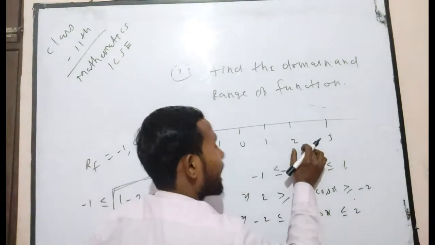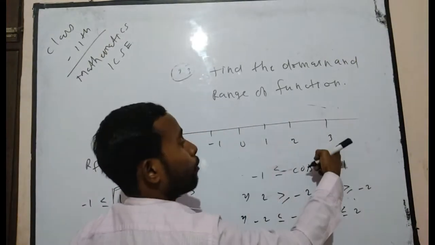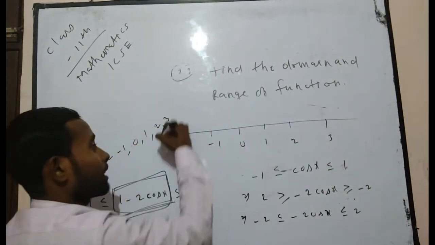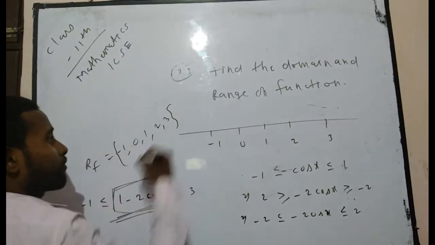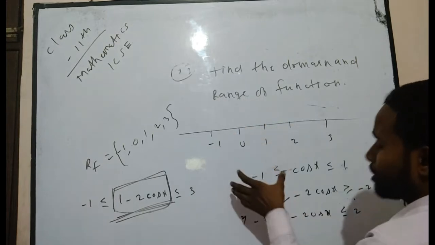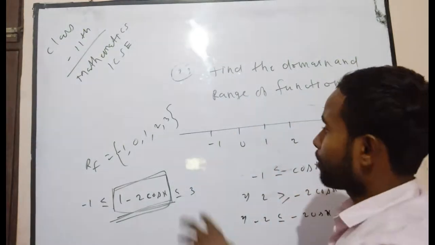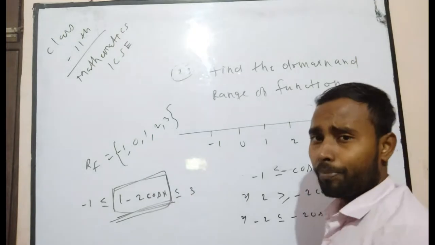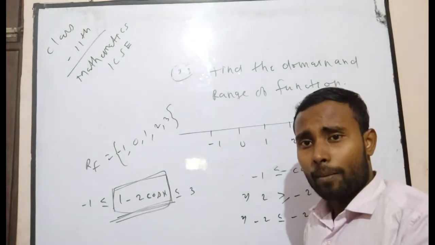If the point lies at 2, then you get 2. And if the point is between 2 and 3, again you get 2. And if the point is 3, then you will get 3. That means it is a subset of real numbers which is the range of this function, the greatest integer function of 1 minus 2 cos x. Here I have found the range of this function, but you also have to find the domain of the function.